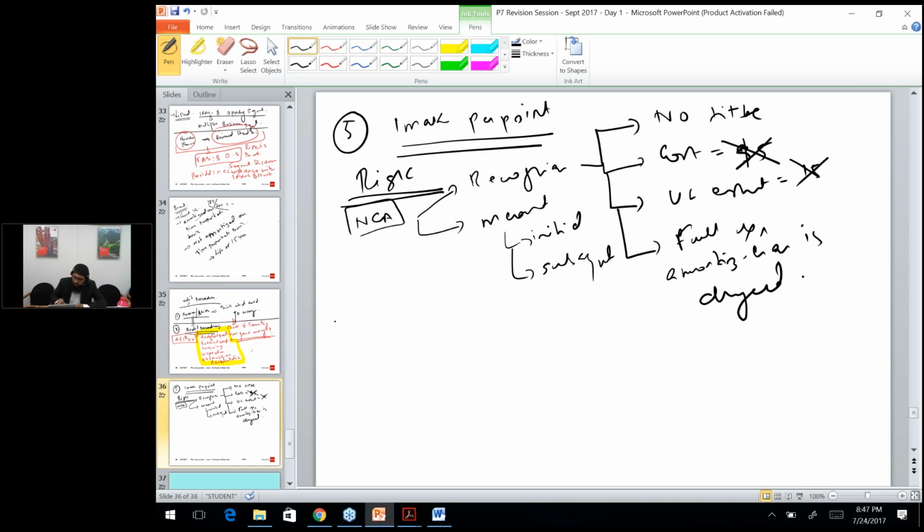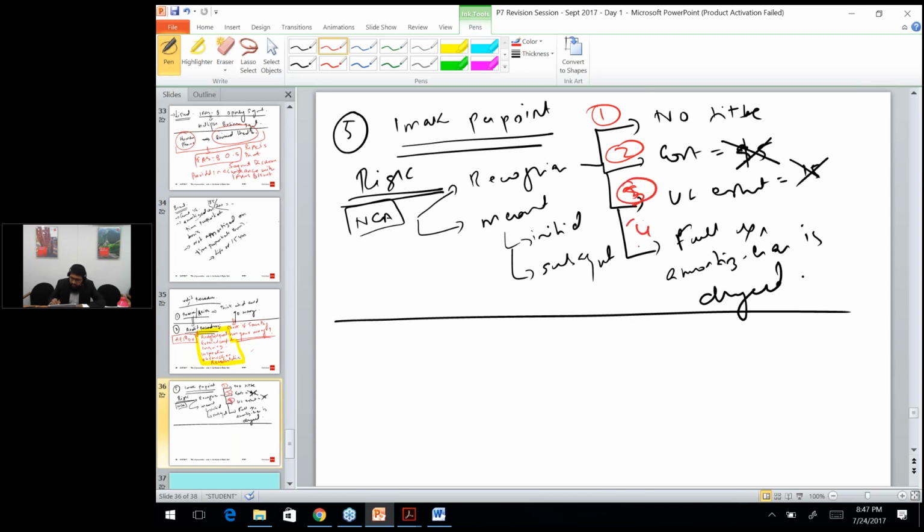So now, you need to think what could go wrong. Where could the entity make an error? What could go wrong in the financials? Once we have identified these various risks, which are: there is no title; number two, the cost is not 5 million; the third, the useful life estimate is incorrect; number four, the full year amortization is charged.